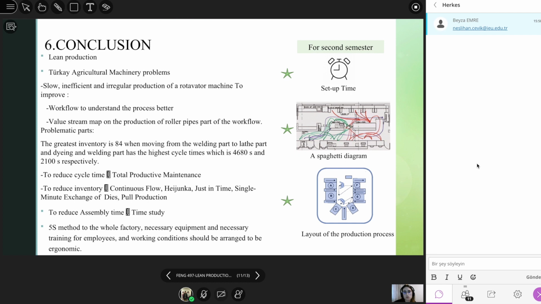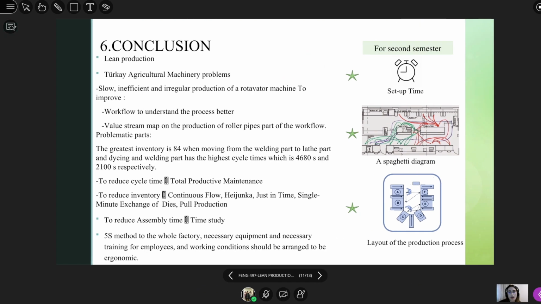First, the workflow was created to better understand the process. Then a value stream map was created for the production of the roller pipes part of the workflow. After creating the value stream map, the greatest inventory, which is 84, is moving from the welding part to the lathe part, and dyeing and welding have the highest cycle times, which are 4,680 seconds and 2,100 seconds respectively, as the problematic ones.